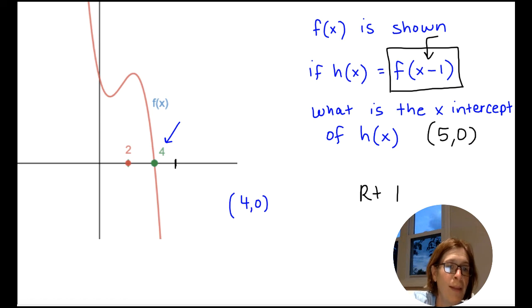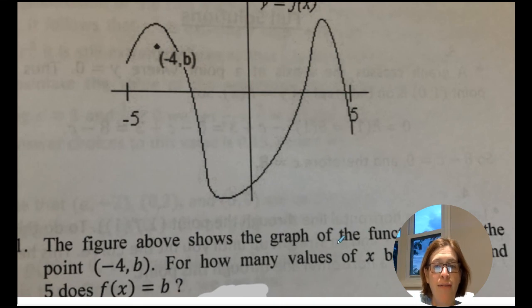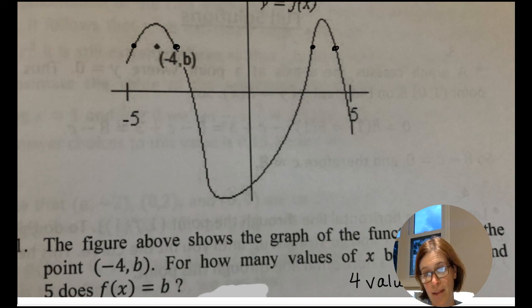All right. One last graph, okay? The figure above shows the graph of the function f, and the point negative 4, b. For how many values of x between negative 5 and 5 does f of x equal b? Okay, so we go to our f of x graph and we're looking for how many values where the y-coordinate will be b. Okay, well, it's going to be here, here, here, and here. So for how many values of x? For 4 values of x.